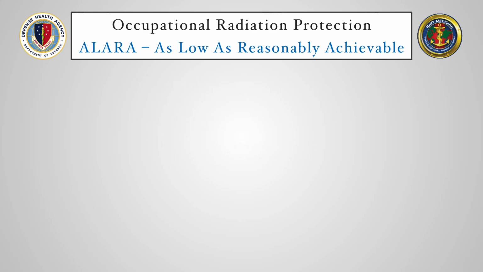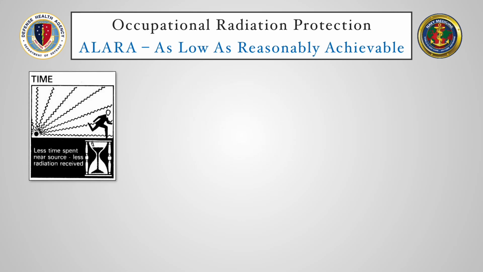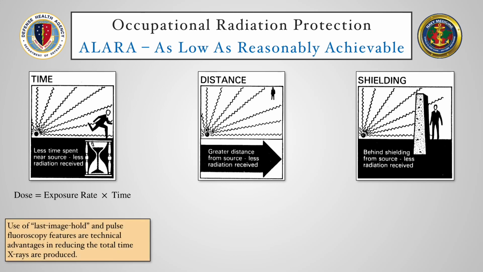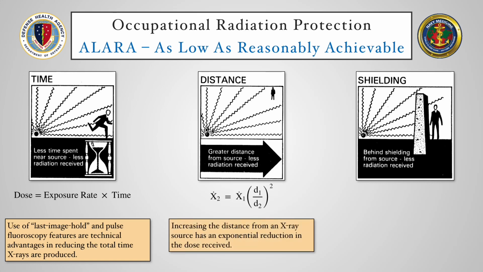Those 3 main principles are time, distance, and shielding. With time, dose is equal to the exposure rate times time. So using last image hold and pulse fluoroscopy features are technical advantages in reducing the total time X-rays are produced. With distance, increasing the distance from an X-ray source has an exponential reduction in the dose received, so maximizing the distance has a much greater effect on reducing your dose.